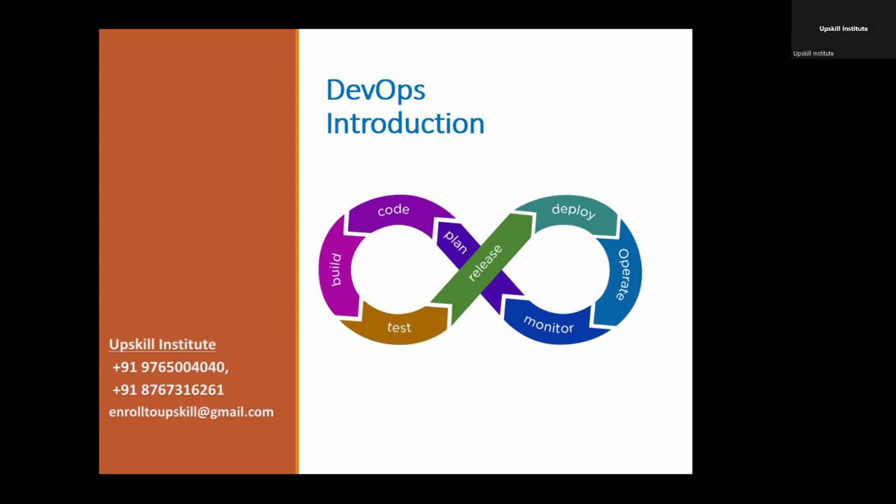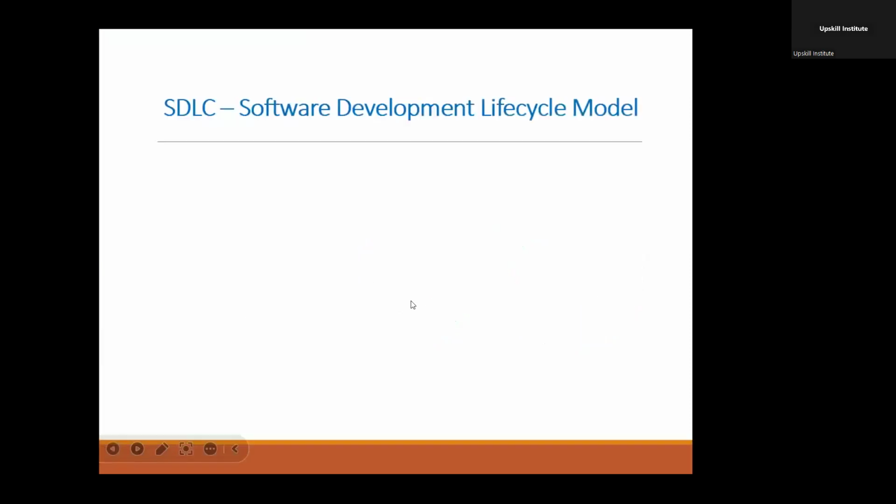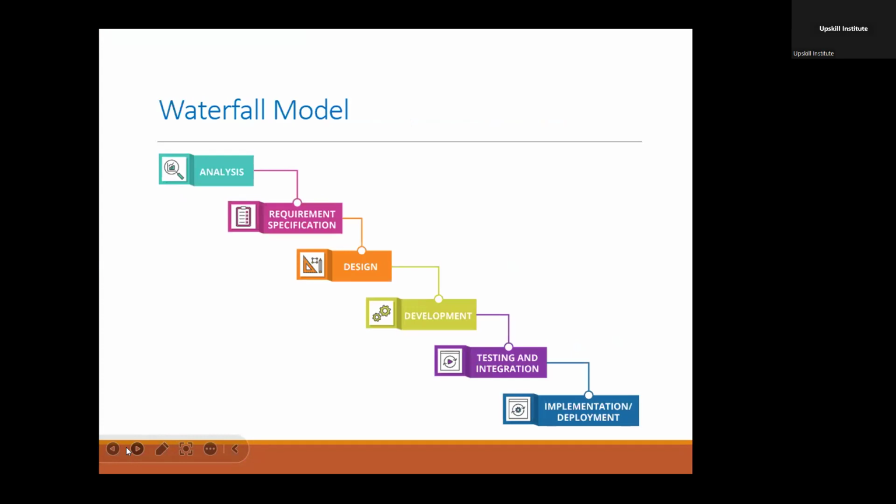So before jumping directly to DevOps, let's try to understand what the software development lifecycle is and why it is required. When software development started, the industry followed the waterfall model, which had some drawbacks. So the industry improved and started working on the agile model. Let's understand what the waterfall model is. Any software being developed has these phases: analysis, requirement specification, design, development, testing, and implementation. These are the 6 steps of any software development lifecycle in a waterfall model.